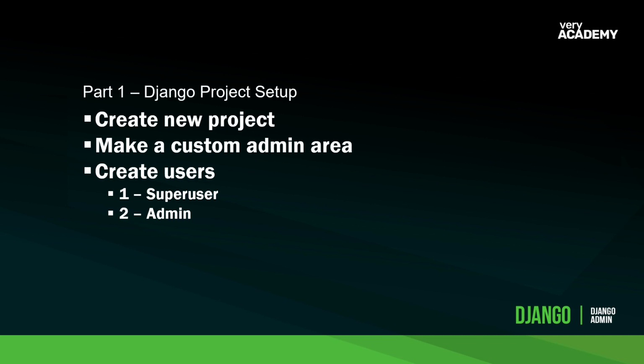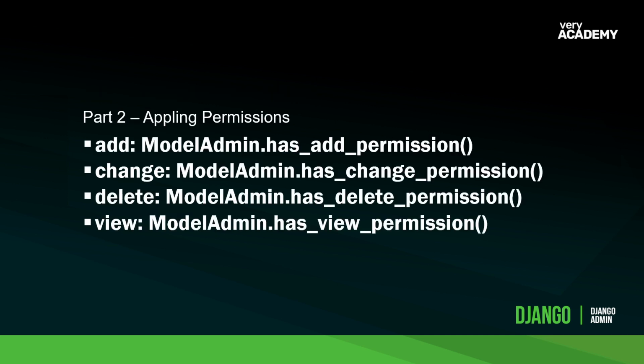First of all, I'll create a new project, and then we'll make a new custom admin area again, and then create some users. We'll need to make a few models so that we can add some data to them and delete it, and show the permissions in action. So part 1 would do that, and then in part 2 we'll move over to actually applying permissions. So it's a little bit of an optional step for you if you need it.